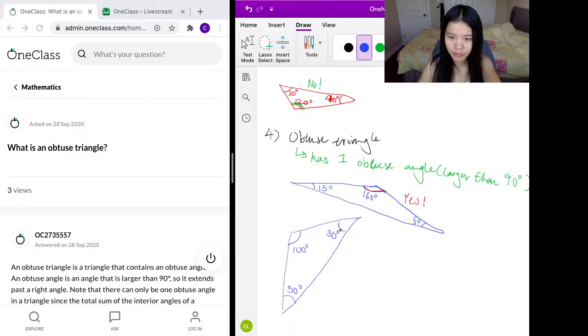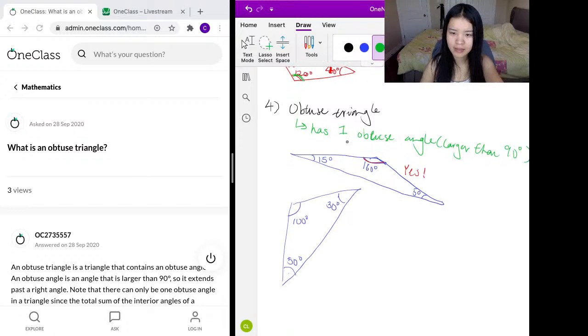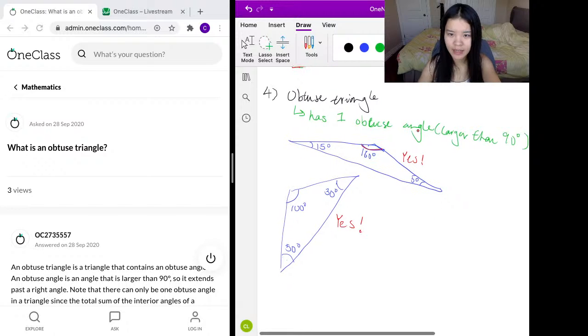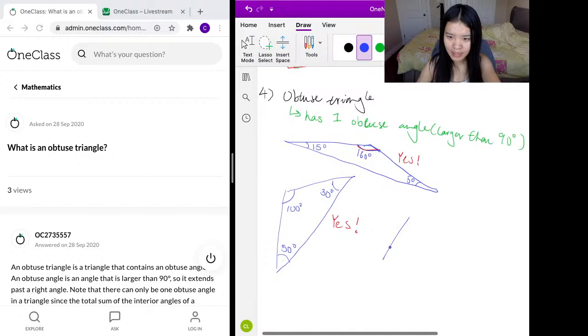Is this triangle an obtuse triangle? The answer is yes. Why? Because we have an angle that's 100 degrees, which is larger than 90, so this triangle again is an obtuse triangle. Lastly, let's check whether this triangle is an obtuse triangle.